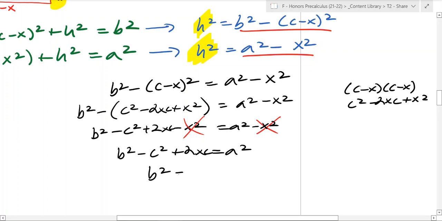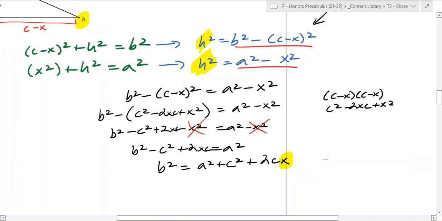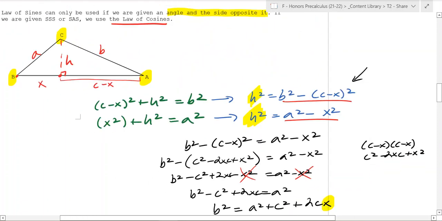So let's isolate b squared. You get b squared is going to be equal to a squared plus c squared minus 2cx, and there's this last x here. So what can we do with this last x? We'd love to make that x in terms of a and c.